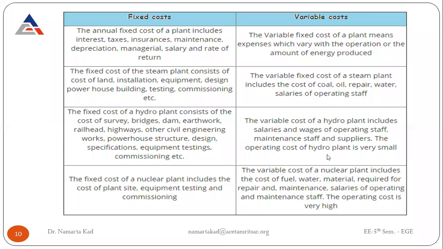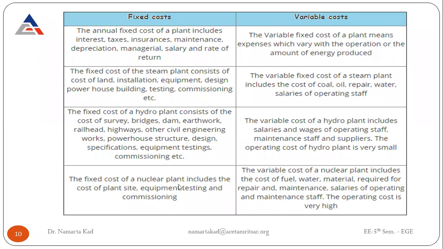The operating cost of the hydropower plant is very small, as we all know, because the fuel that is mainly used in the hydro plant is water, and that is naturally available. So the operating cost for the hydropower plant is minimum out of all the power plants, because the water is freely available to us through nature.